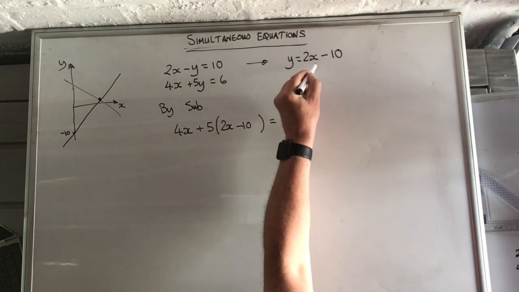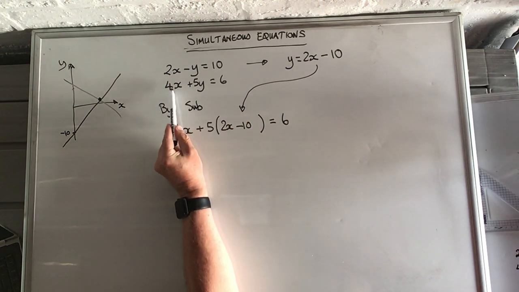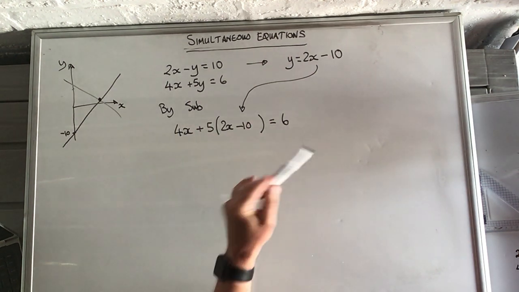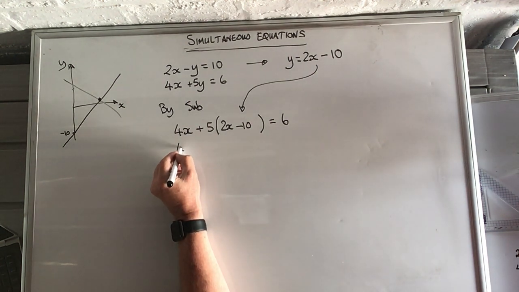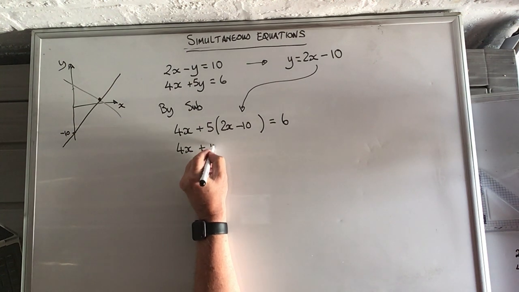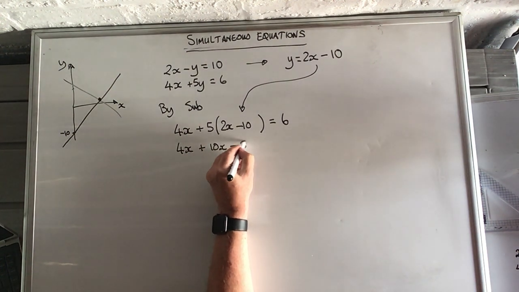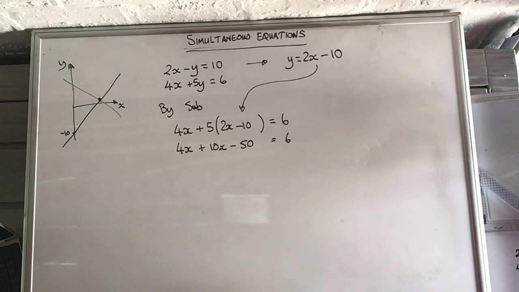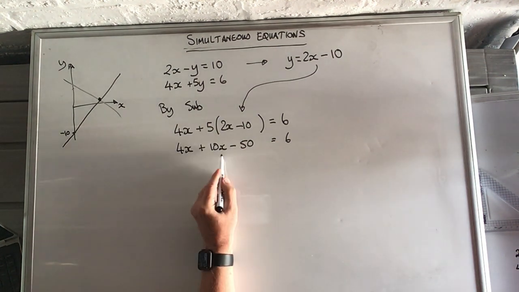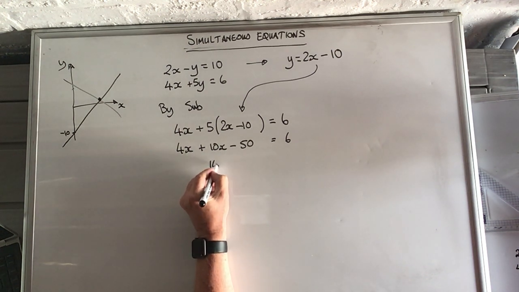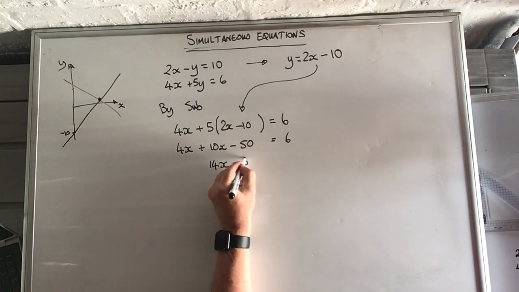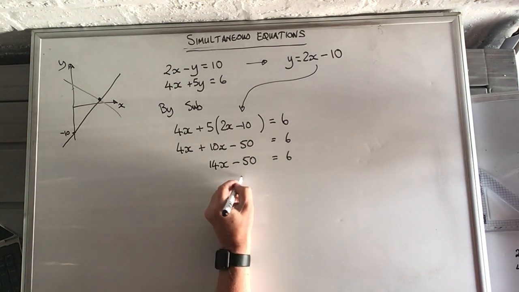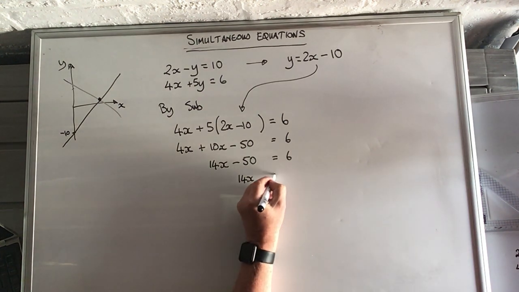So all I've done is written this equation out and substituted for y. And now I have to multiply that out and tidy it all up. So let's do that. That's going to give me 4x then, plus 10x minus 50 is equal to 6. Let's tidy it up a wee bit. Well, the x's can tidy up to 14x minus 50 is equal to 6. Add 50 to both sides, so that's 14x then is equal to 56.